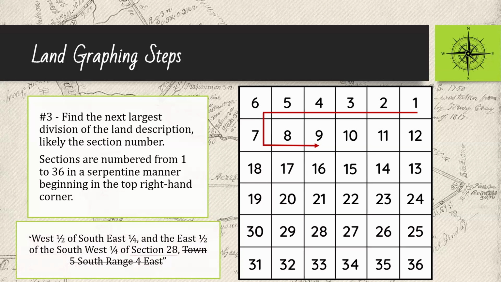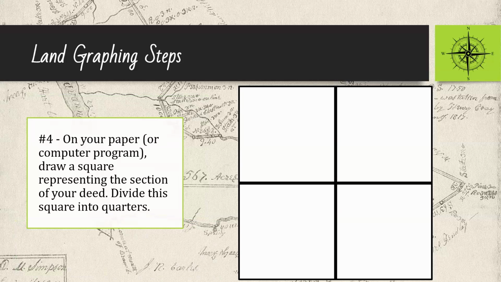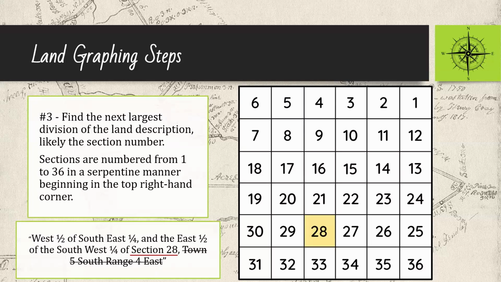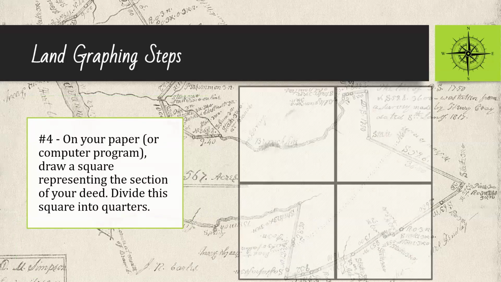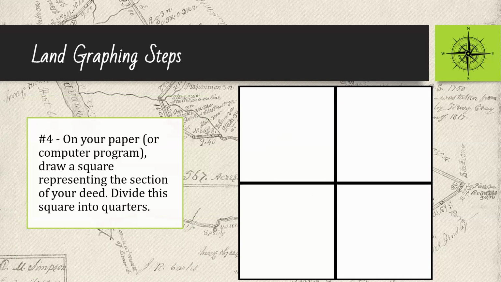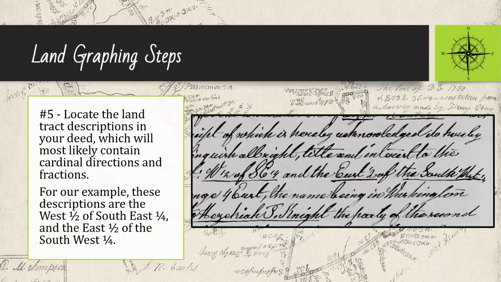So for us, we have section 28 as the next largest division. That one is right there. Again, lots of squares getting bigger and smaller. This is now section 28, which we just pulled from here. Now I'm dividing section 28 into fourths, because these are our quarters, right? And our land deed was talking about quarters. So we need to find in our deed where you start getting cardinal directions and the fractions.